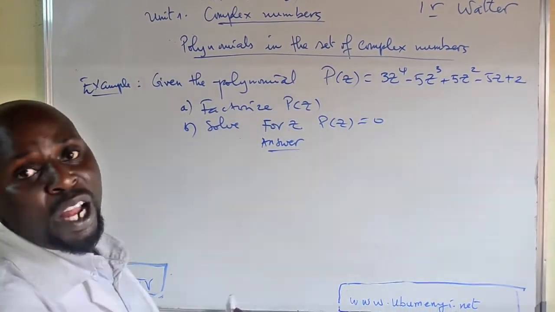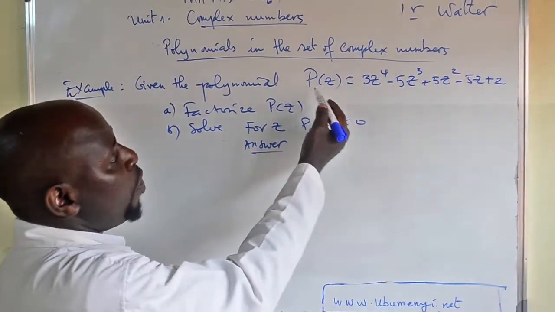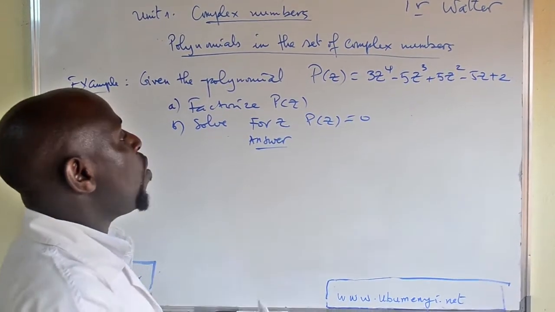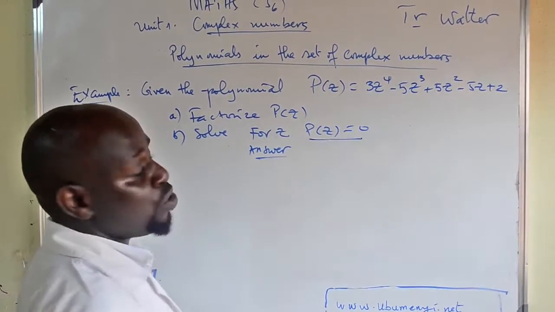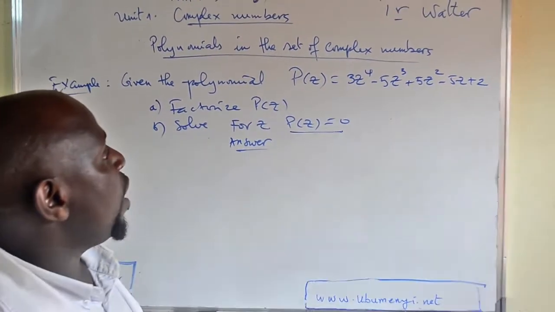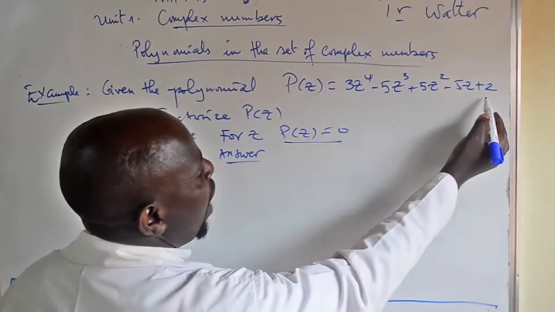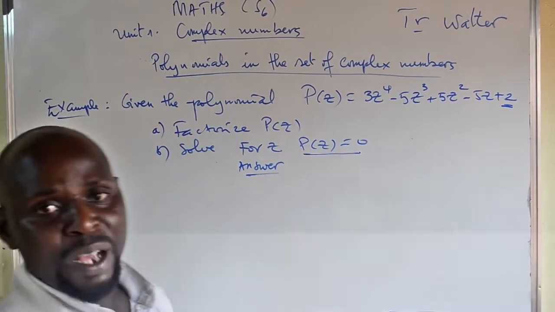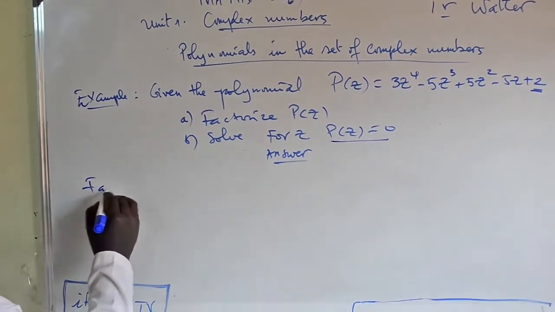It is called an independent variable, because it does not depend on P, but P depends on z. So later on we have to solve for z, where P of z is equal to 0, and find z. So ladies and gentlemen, how do we now solve this? We must look at which factors of 2 give us 0. So we have the factors of 2.